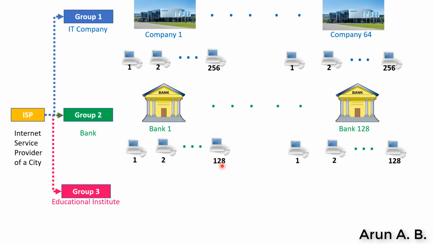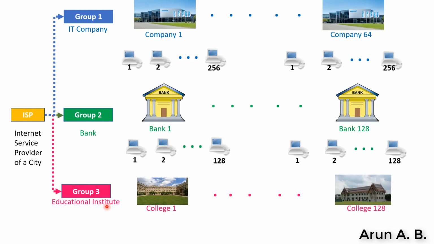The third group is an educational institute. In this educational institute, there are again many sub colleges which come under this institute. Here in this problem we have up to 128 colleges. In each college we have a requirement of 64 IP addresses. That means college number 1 requires 64 IP addresses. Similarly, college number 128 also requires 64 IP addresses.